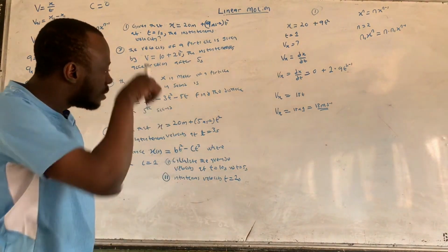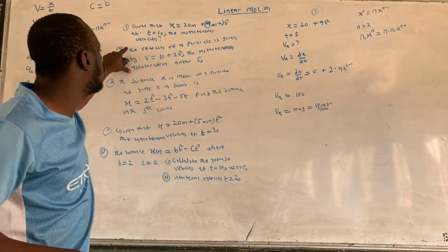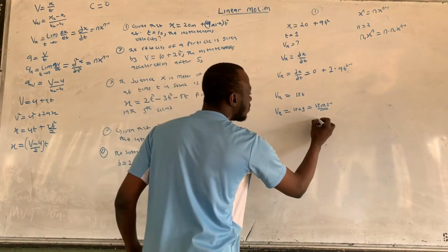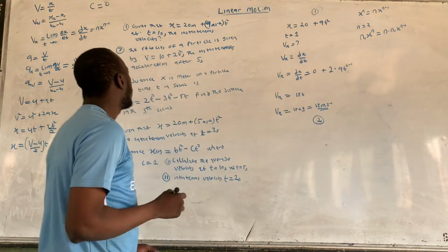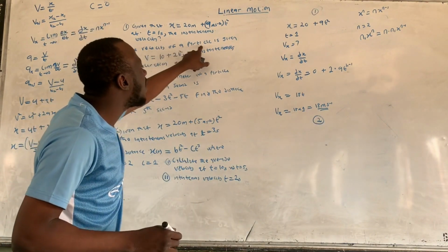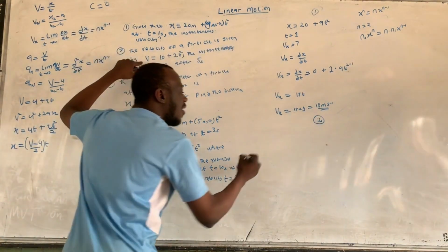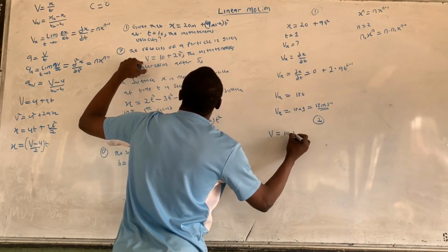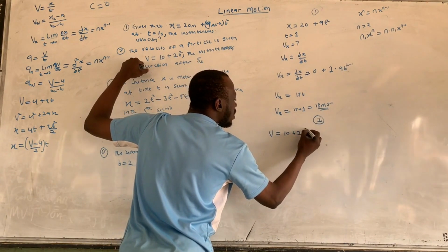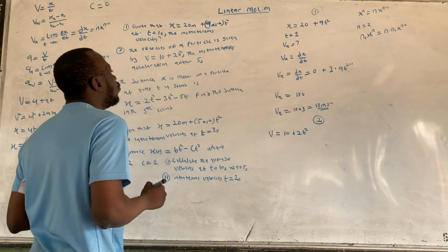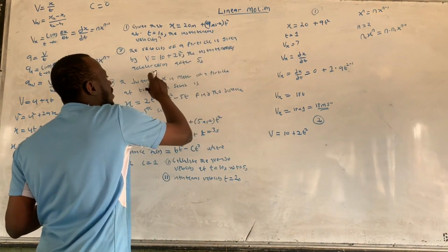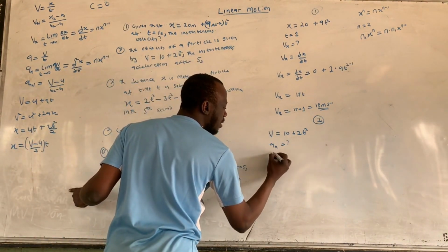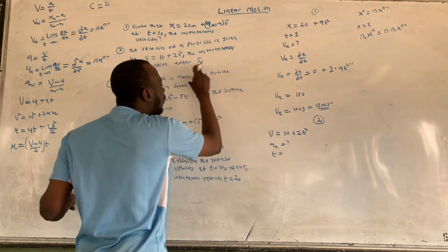So now, the next question is question 2. The question says the velocity of a particle is given by v equals 10 plus 2t squared. We are asked for the instantaneous acceleration, ax, after t equals 5 seconds.